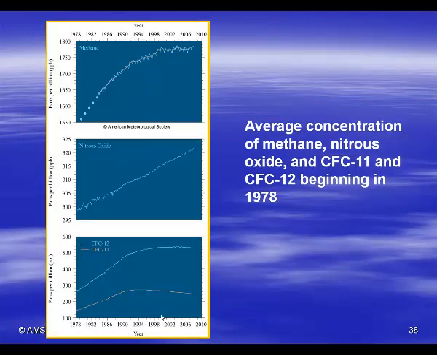There are other greenhouse gases such as methane, nitrous oxide, and the CFCs, and this shows the results of studying them since 1978 till about 2010. So we see methane was increasing, but it seems to be leveling off. The CFCs were increasing, but then we stopped manufacturing them, and they started to level off. And nitrous oxide is still increasing.